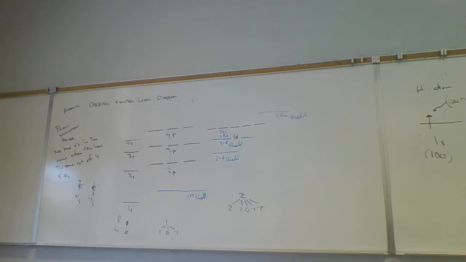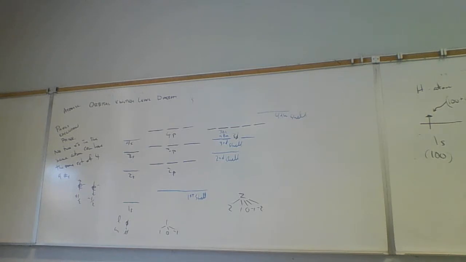Can hold a max of 2 electrons. And those 2 electrons in there cannot be parallel spin. They cannot have the same spin, otherwise that would be a violation of what principle? Each orbital can hold a max of 2 electrons with opposing spin, or anti-parallel spin versus parallel spin. So we want the opposing spin.